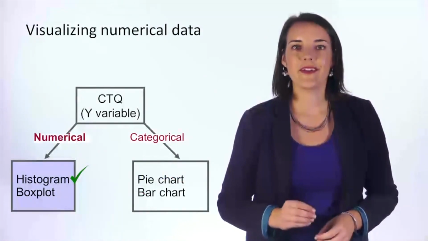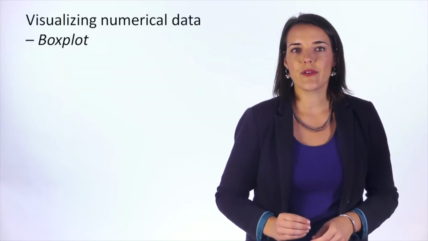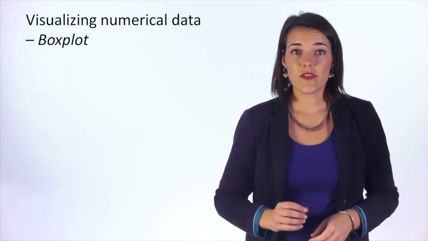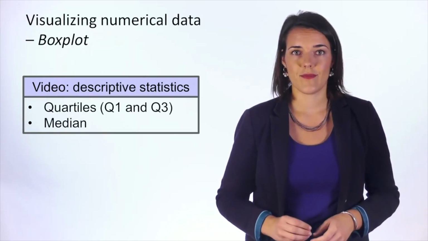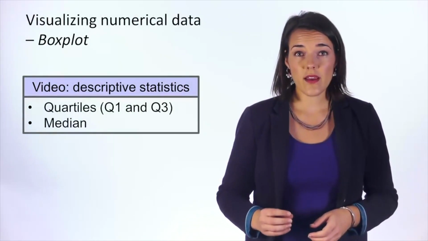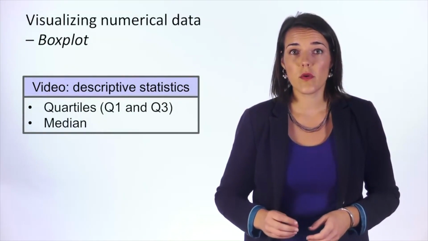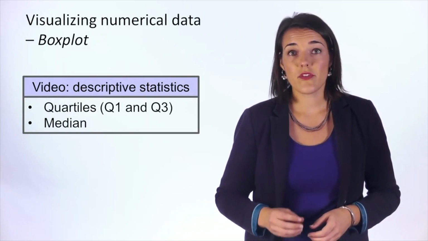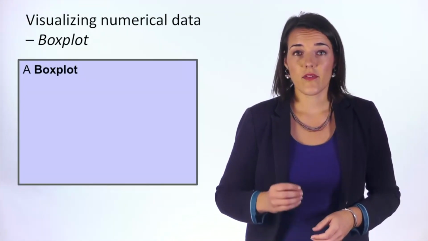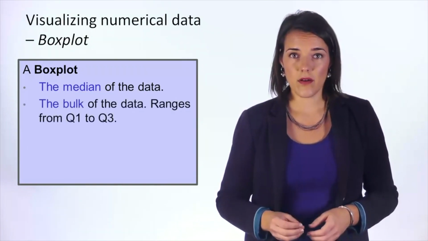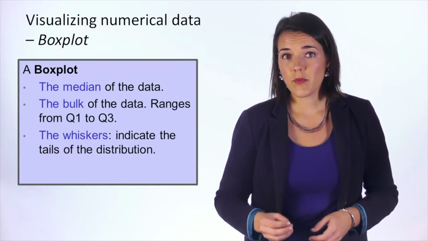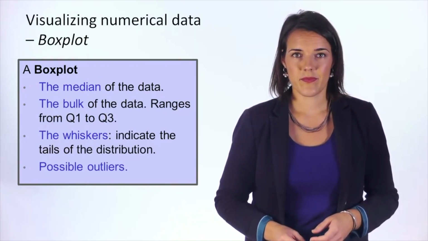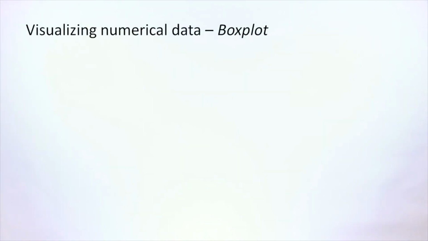Now, let's take a look at the box plot. In the video on descriptive statistics, we discussed quartiles and the median. These effectively divide a dataset into 4 equal parts. This can be shown in a box plot. It shows you the median, the bulk, the whiskers, and possibly outliers. Let's look at an example.